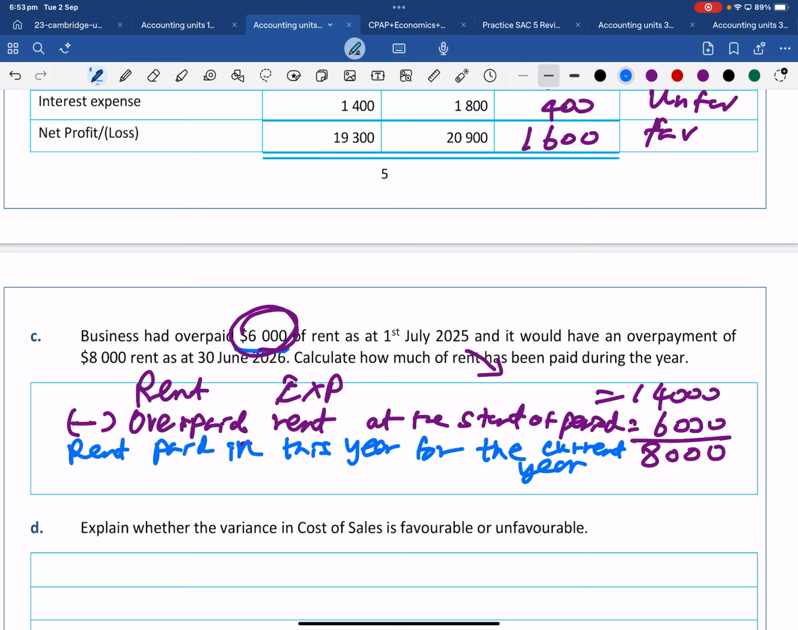We have to do it for ledger accounts. So the rent expense, what is that for? 14,000 is the rent amount relating to this year that we have to pay for the use of the premises. It was charged 14,000, and we have to pay 14,000 to the landlord for this year. But we already paid 6,000. Out of the 14,000, 6,000 we had already paid in the previous year.